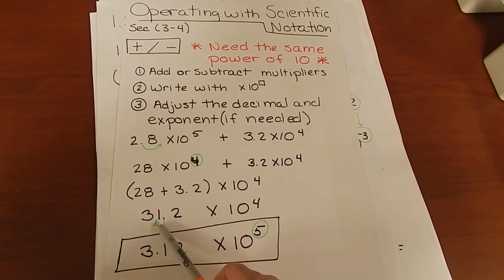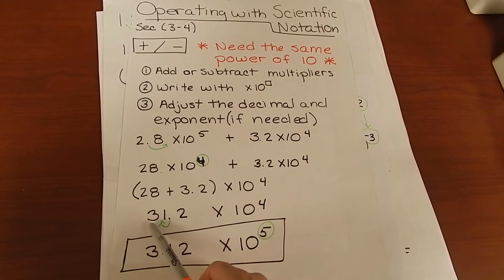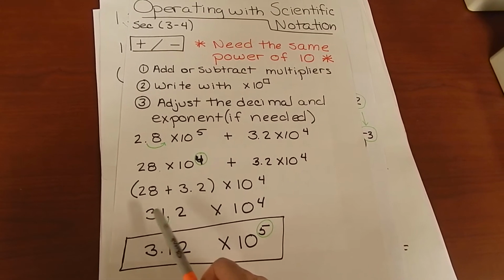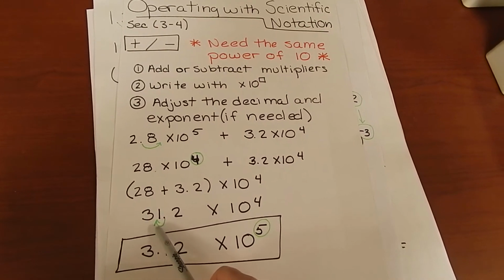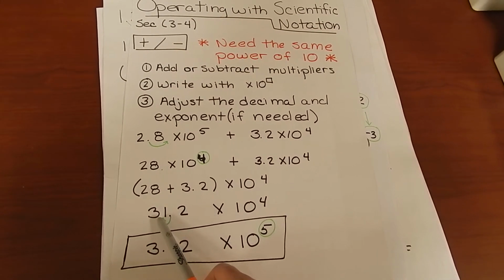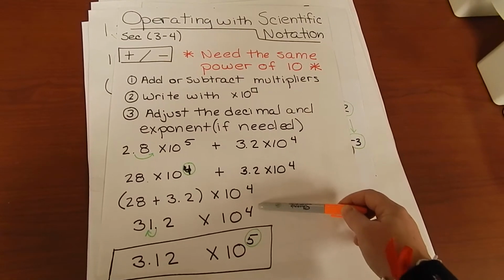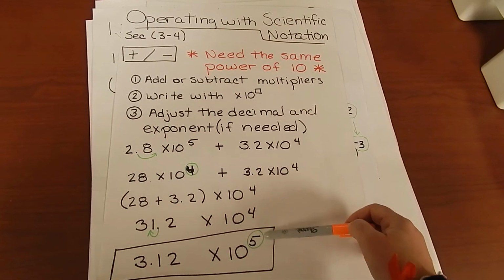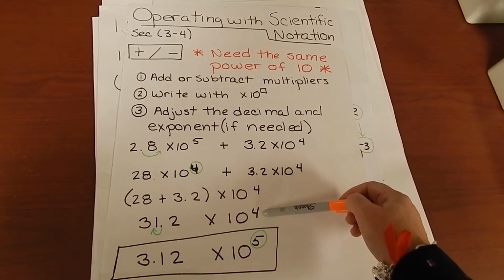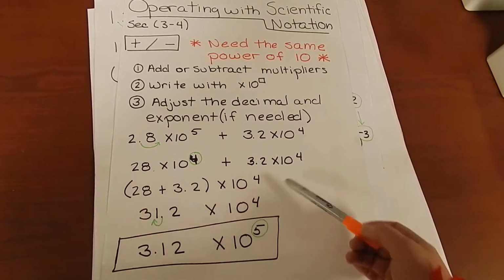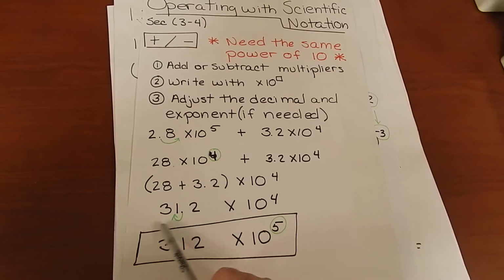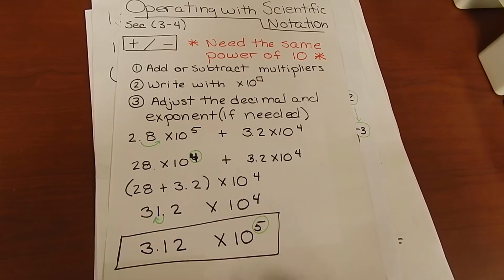Remember, scientific notation, I only want one number on the left of the decimal. So I have to take this decimal and put it back. I'm going to move it 1 more spot over to the left. So if I move to the left, my number has to get bigger. I go from 4 up to 5 because I moved it 1 spot. So that's why it goes up by 1 number. So the answer for this would be 3.12 times 10 to the 5th.